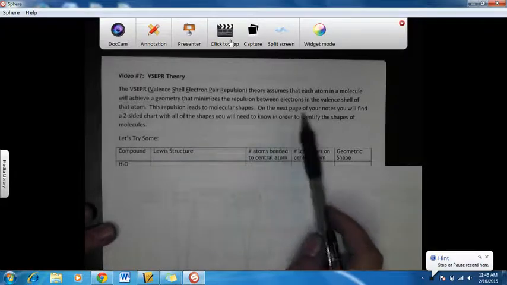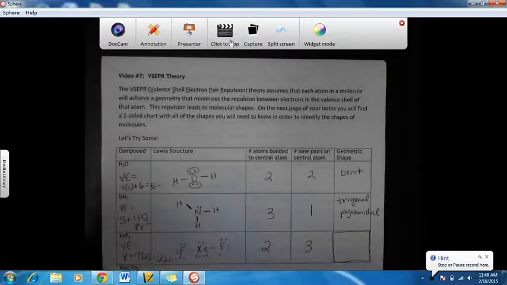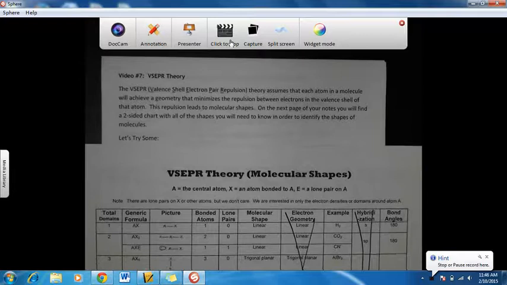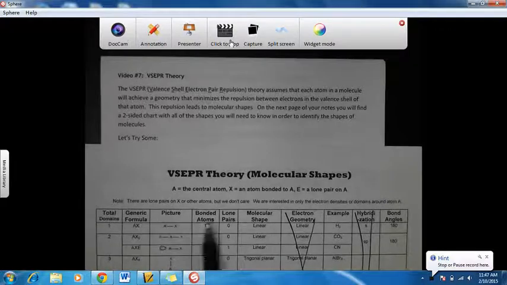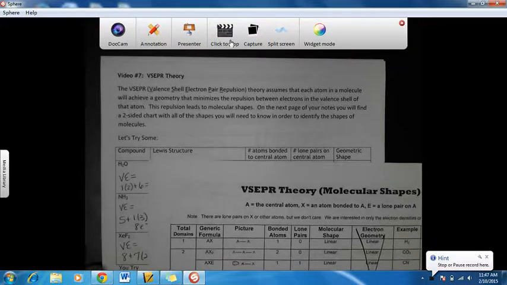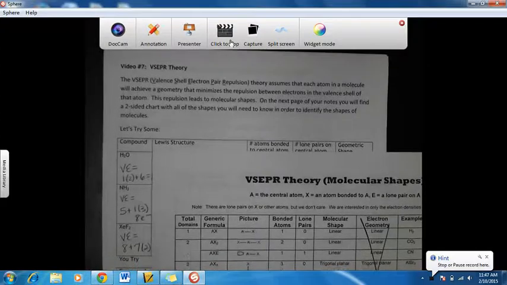On the next page of your notes, you're going to find a two-sided chart that has all the shapes you're going to need to know. It looks like this. Right? You're going to have to learn what all these molecular shapes are based on the bonded atoms and lone pairs from our Lewis structure. So what I want you to do first is on this chart to draw out the Lewis structures for these three compounds. So pause the video and then draw the Lewis structures. And then we'll talk about how to determine this shape.